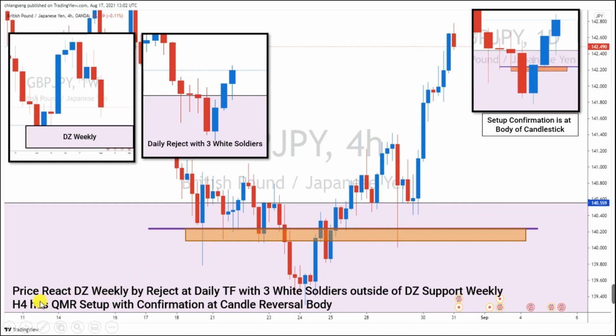Write a precise and short note so that we understand what is going on. So we can say that the price reacted at the danger zone weekly by rejecting at the daily time frame with 3 white soldiers outside of the danger zone support weekly. The H4 has a QMR setup with a confirmation at the candle reversal body.